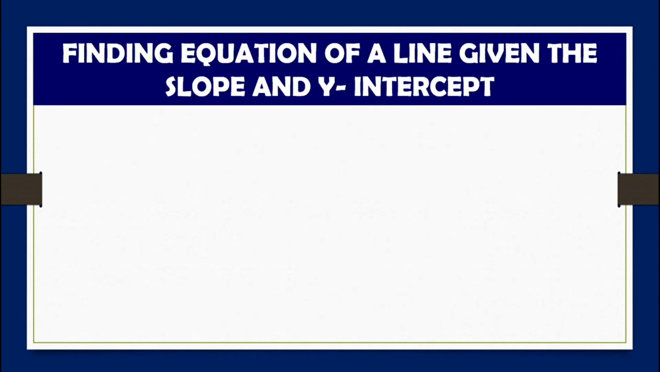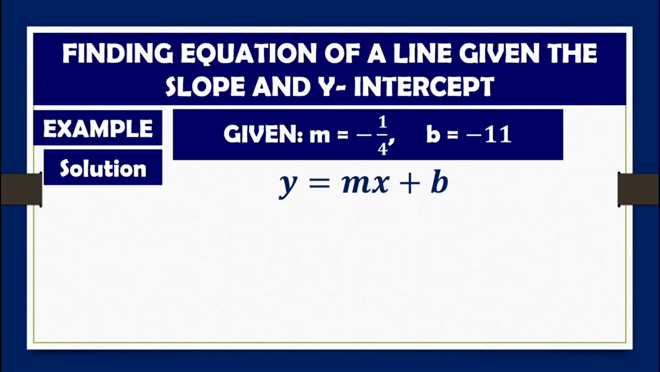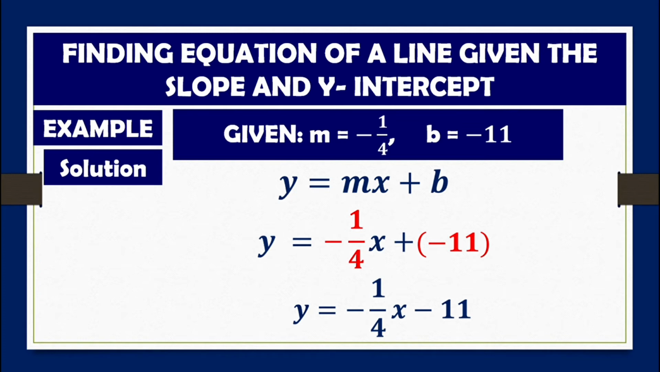Another example. Given slope which is equal to negative 1/4 and y-intercept which is equal to negative 11. Substitute our slope which is negative 1/4 and our y-intercept which is negative 11. Simplifying our equation, we will have y equals negative 1/4 x minus 11. This is the equation of our line when slope and y-intercept is given.